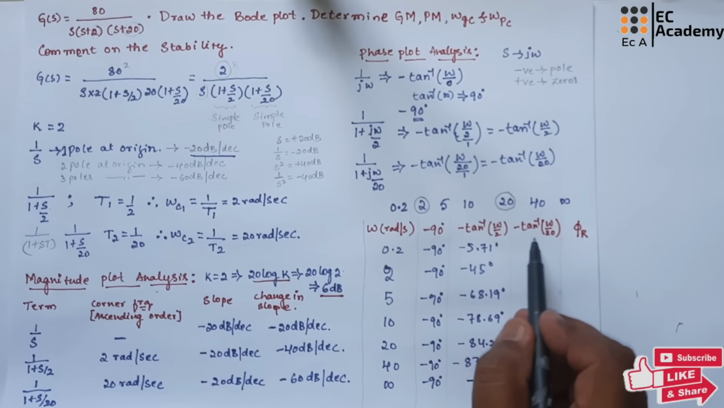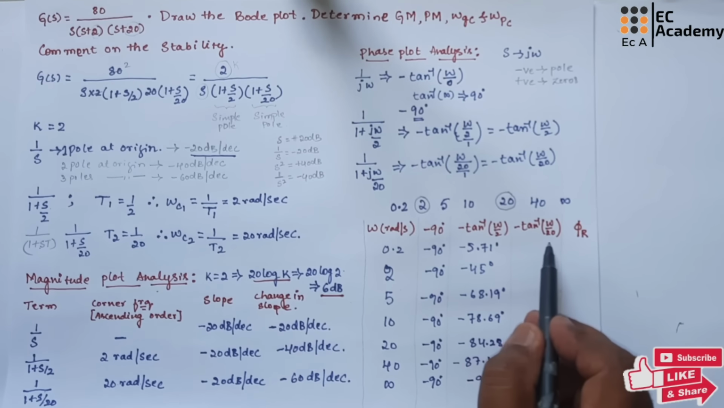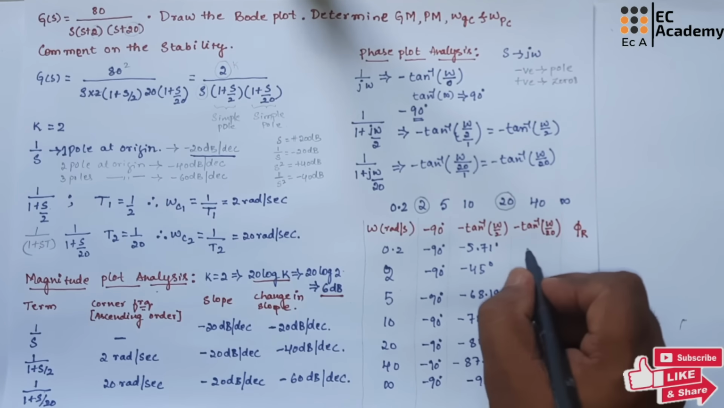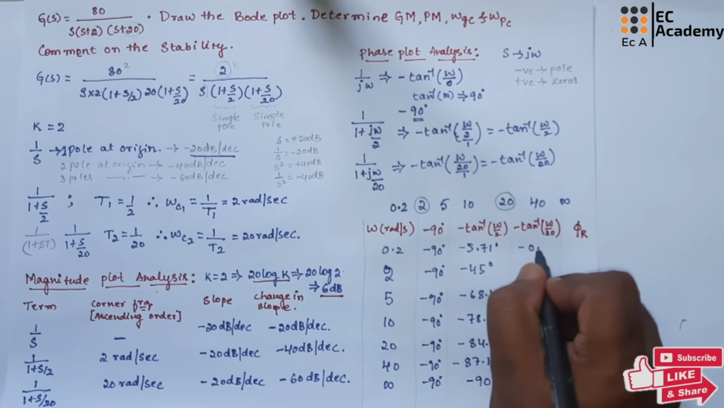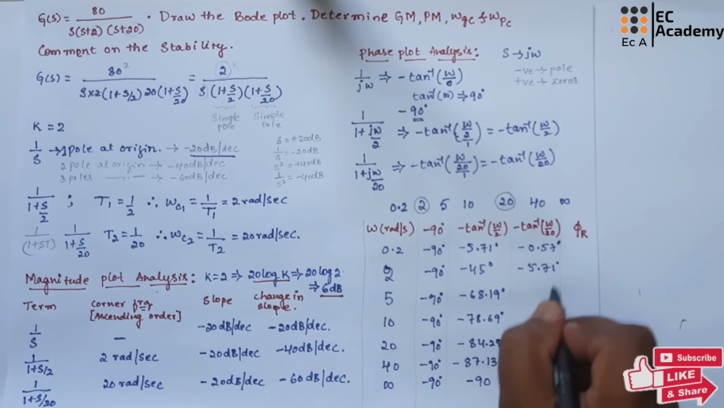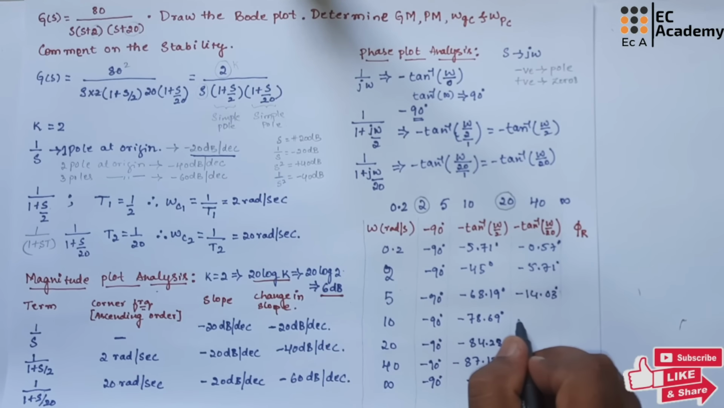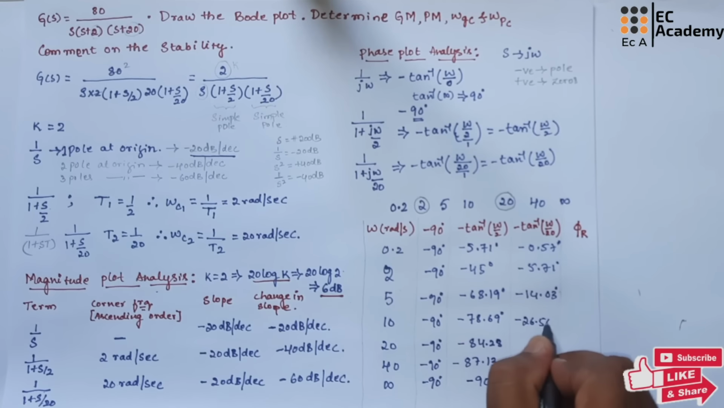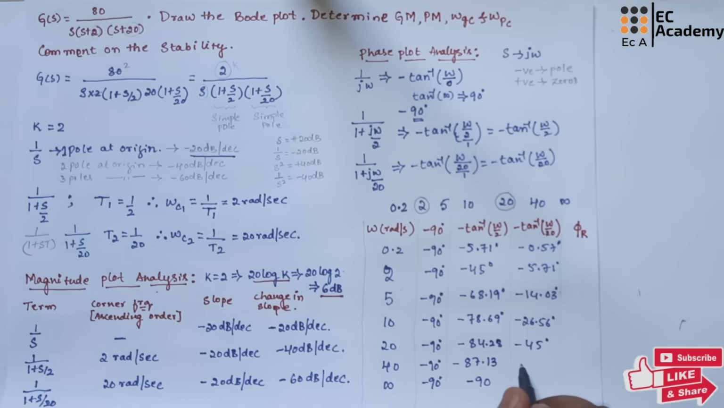In the same way, we can calculate for tan inverse of omega divided by 20. We'll get the answers as minus 0.57 degree, then minus 5.71 degree, minus 14.03 degree. Then we'll get minus 26.56 degrees. Then minus 45 degree, then minus 63.43 degree. Then it is minus 90 degree for infinity.